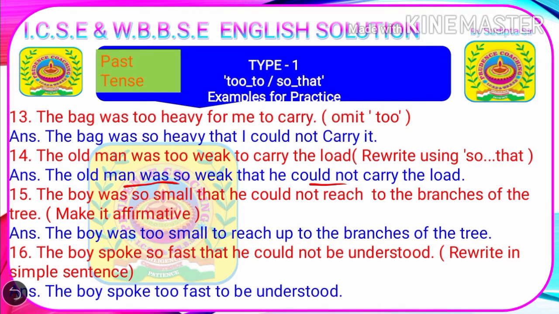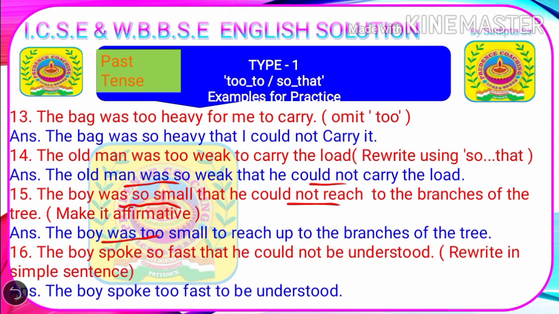So this sentence is given in complex sentence and this is a negative one because not is used here, and as this is given in past tense we'll have to write our answer in past tense as well, and we'll have to write the affirmative, means we'll have to make this sentence into a positive one. The answer is: the boy was too small to reach up to the branches of the tree.